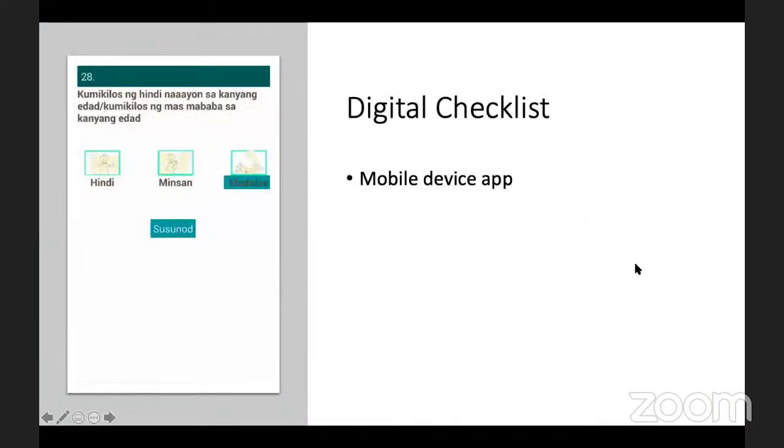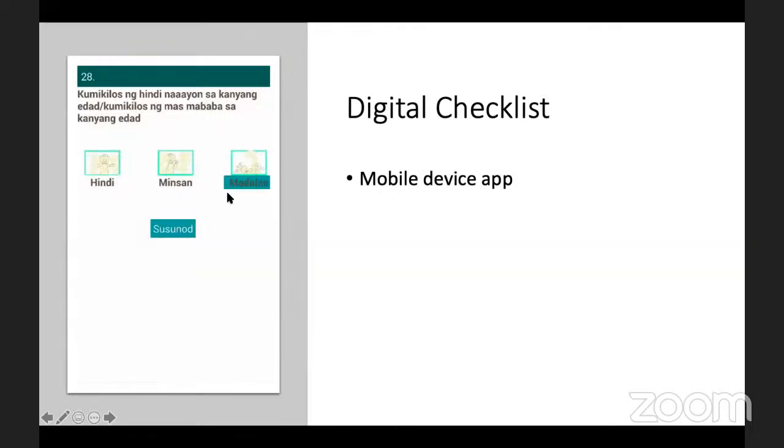There are two ways in the pilot to the public elementary school. We used two methods to collect the data. One is through the digital checklist, wherein the collection is automatic because all you need to do is answer this on the mobile app. What the mobile app does is it presents the questions one by one, and you have this hindi, minsan, madalas, and it was lifted from the paper checklist that we have. By now we already have a better version of the pictures.